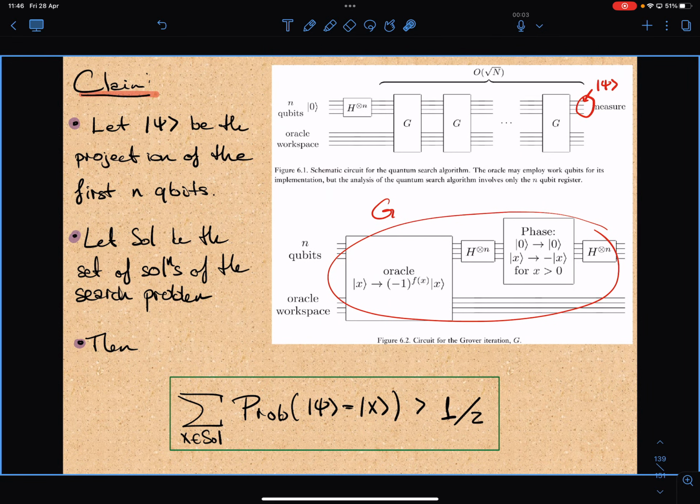So we're going to start with 0, and then we're going to apply Hn, and then we're going to apply G. So going into G, we have, this is bad notation because I've used psi again, but we have psi, which is the linear combination, and then we apply G. So that's going to be our starting point. We're going to have this uniform linear combination, we're going to apply the oracle, and then we're going to apply this.